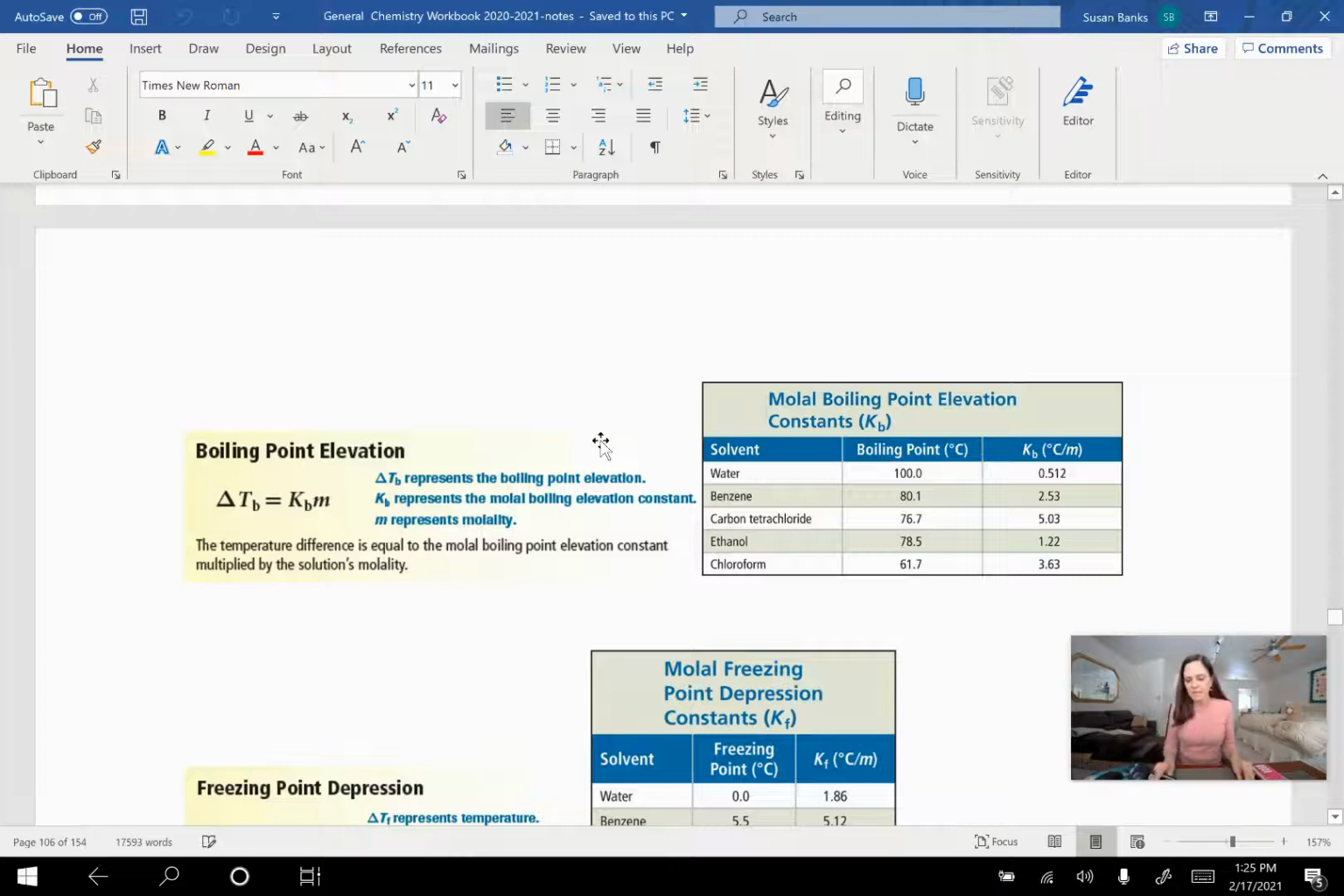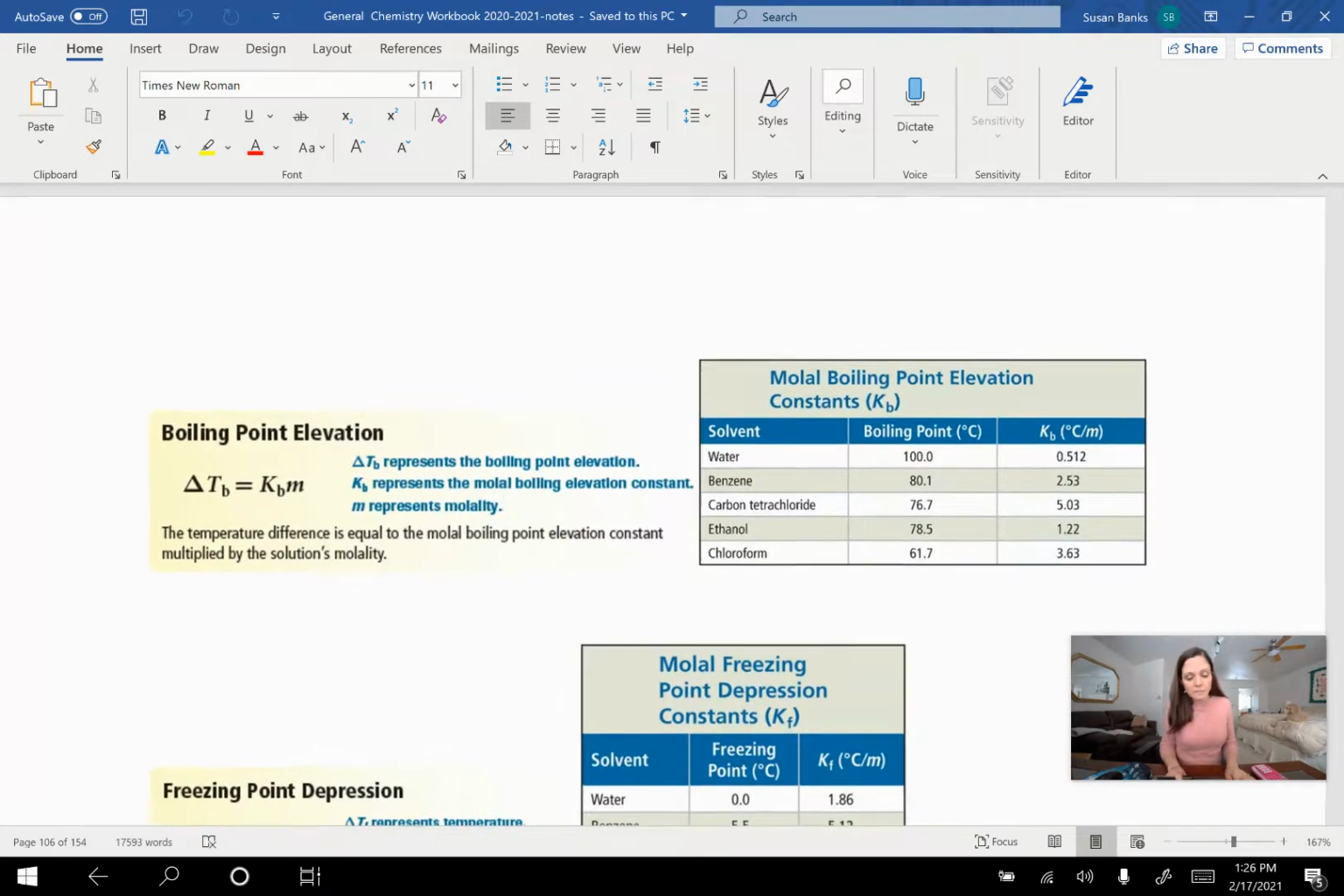All right, Gen Chem kids, we are going to learn how to use the colligative properties of freezing point depression and boiling point elevation today. We're going to use them in conjunction with molality, moles per kilogram. So here we go. Let's look at the formulas of how we calculate this.